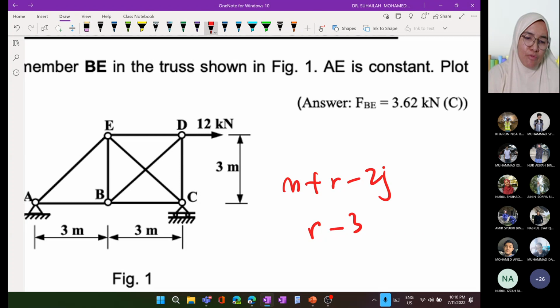If we get R minus 3 equivalent to 1, it means that this is externally indeterminate. Because when we calculate based on total unknown reactions minus 3, the redundant actually comes from reaction. But if we calculate R minus 3 equal to 0, and we calculate DOI, M plus R minus 2J, and we get 1, it means that the truss is internally indeterminate. Internally indeterminate means member force is the redundant, not reaction.